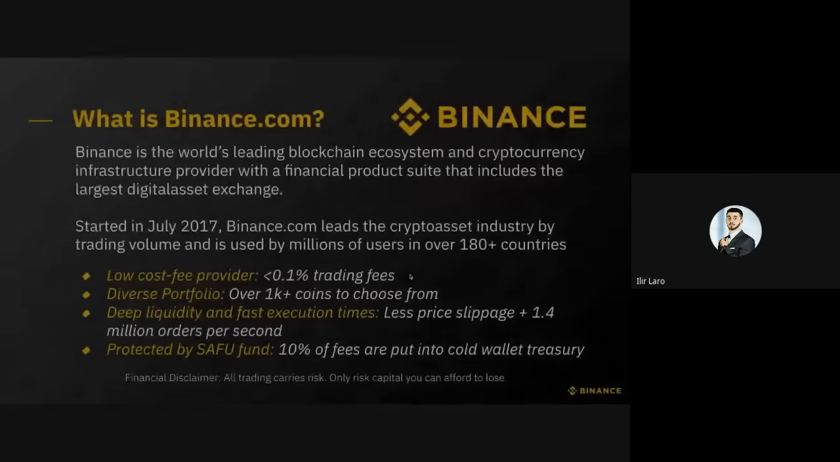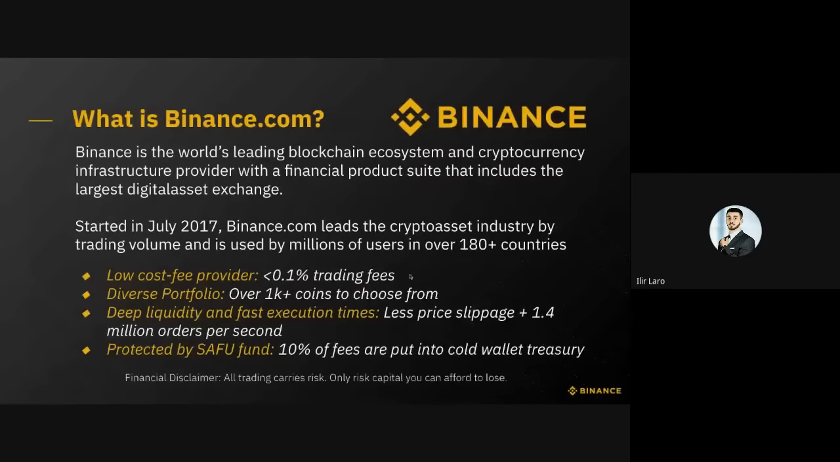Now, as we mentioned previously, you can buy Bitcoin by connecting to an online exchange, where you swap your local currency with Bitcoin at the current exchange rate. You can do this by visiting Binance.com, which is the world's leading blockchain ecosystem and crypto asset infrastructure provider, which has a suite of financial products that includes the large digital asset exchange. Started in July 2017, Binance.com is actually leading the crypto asset industry by trading volume and is used by millions of users in over 180 countries.